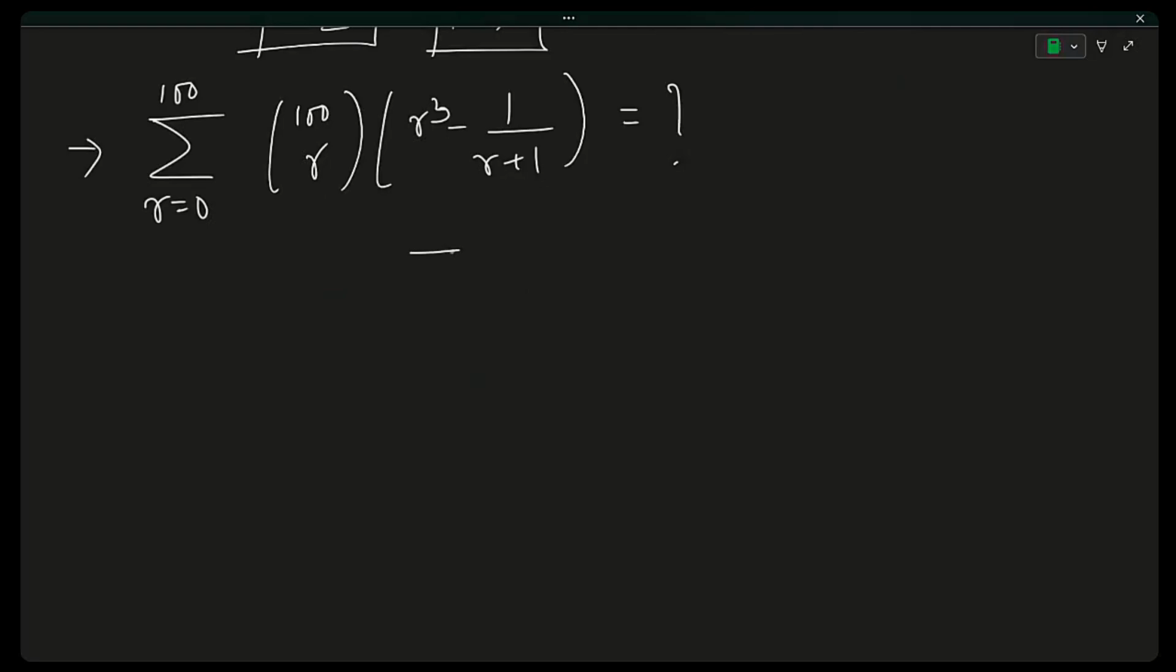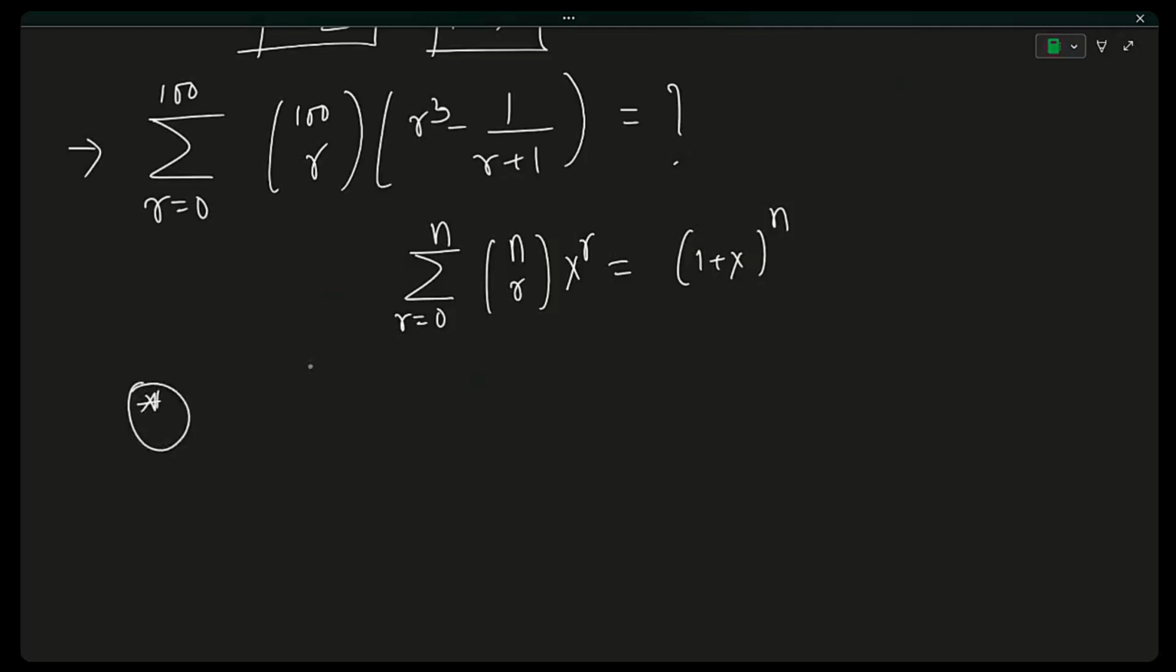So let us start with where we want to be. Obviously, summation r equals 0 to n, nCr x to the power r is equal to (1 plus x) whole to the power n. From this, the first one is that if you put x as 1, you simply get summation r equals 0 to n, nCr is 2 to the power n. First formula is done.